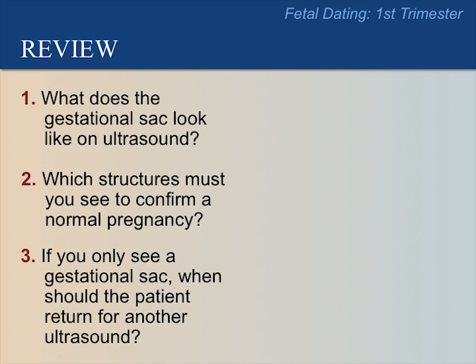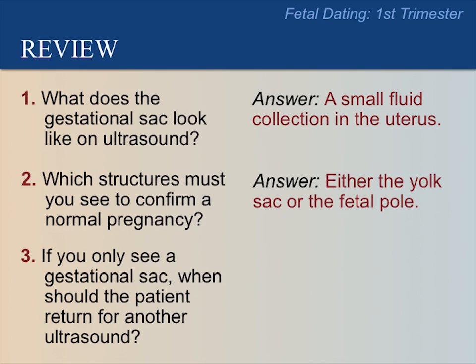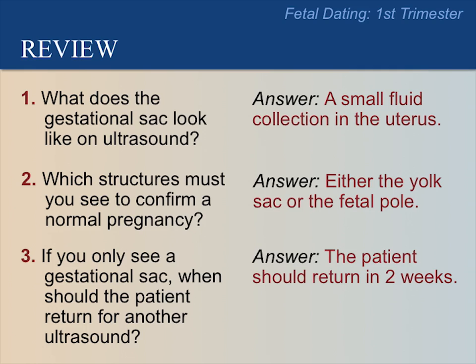What does the gestational sac look like on ultrasound? The answer is a small anechoic fluid collection in the uterus. Which structures must you see to confirm a normal pregnancy? The answer is either the yolk sac or the fetal pole. If you only see a gestational sac, when should the patient return for another ultrasound? The answer is that the patient should return in 2 weeks.